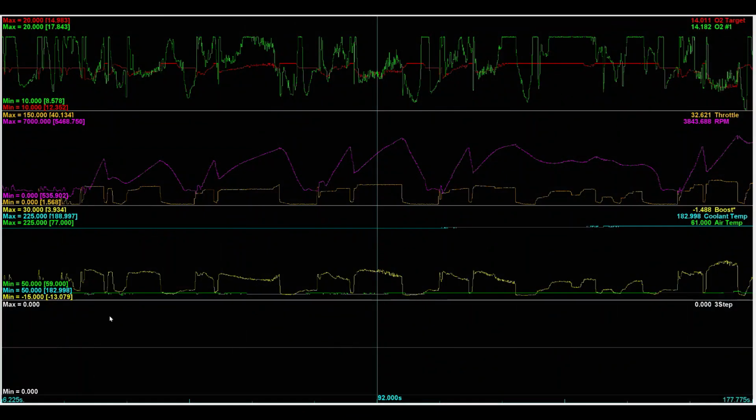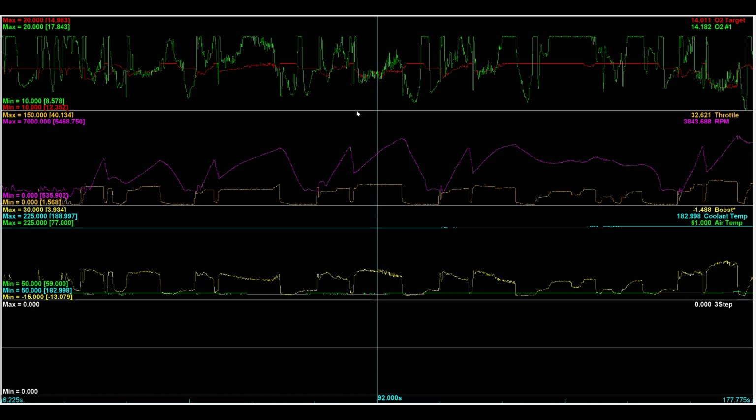All right, and next we're taking a look at your cruise log, the log that you did while cruising around. Here at the top we've got the O2 and the O2 target, throttle position and RPM, and then booster vacuum, coolant temperature, air temperature. So these are the things we're looking at.